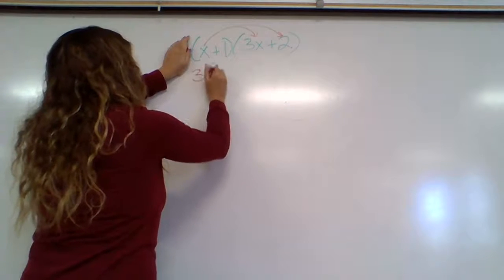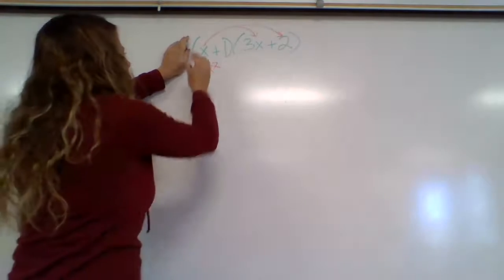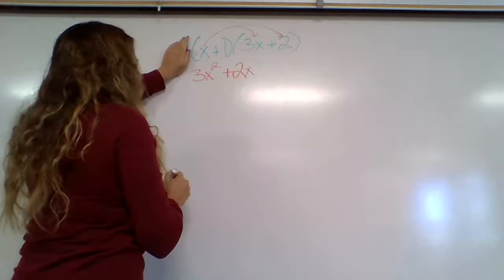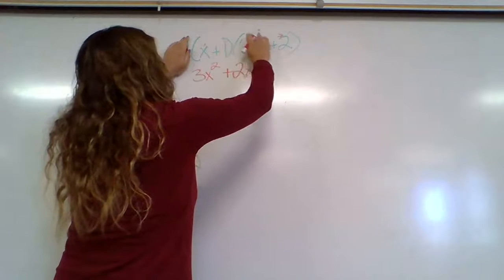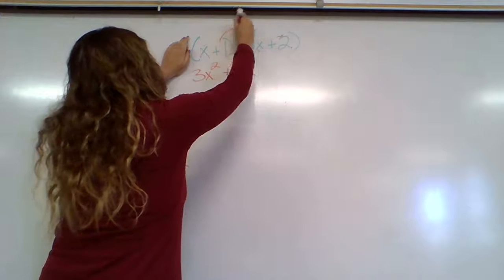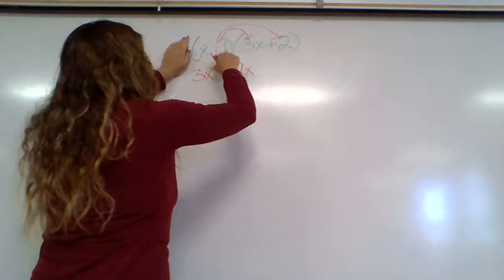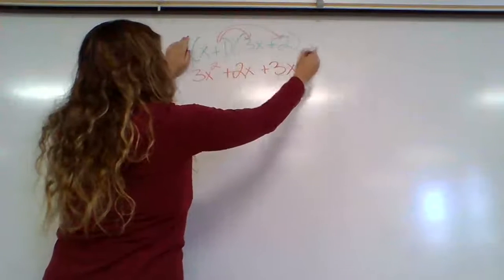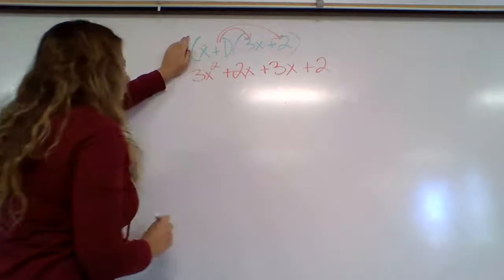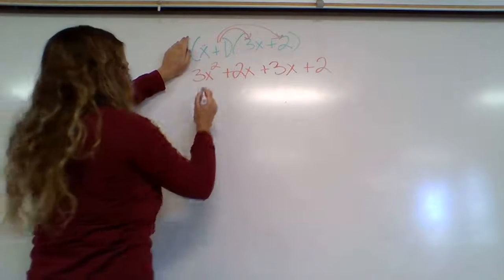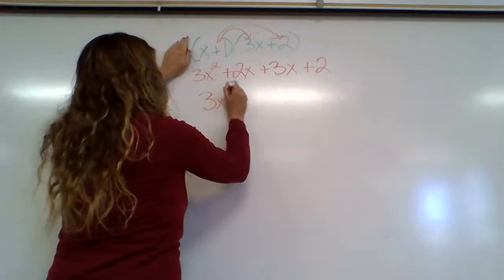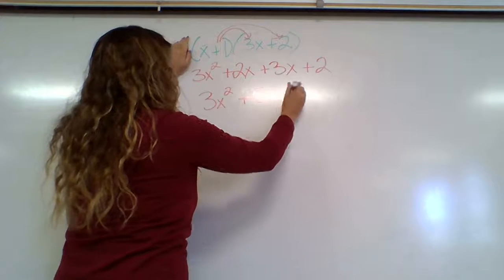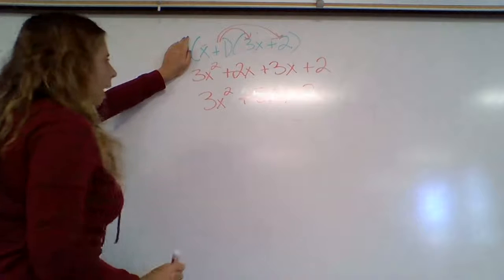x times 3x is 3x squared. And then x times 2 is 2x. All right, we're done with the x. So then you have 1 times 3x and 1 times 2. I would keep ignoring the 2. Now I would combine my like terms, which 3x squared, 2x plus 3x, 5x. All right. So there's that answer.